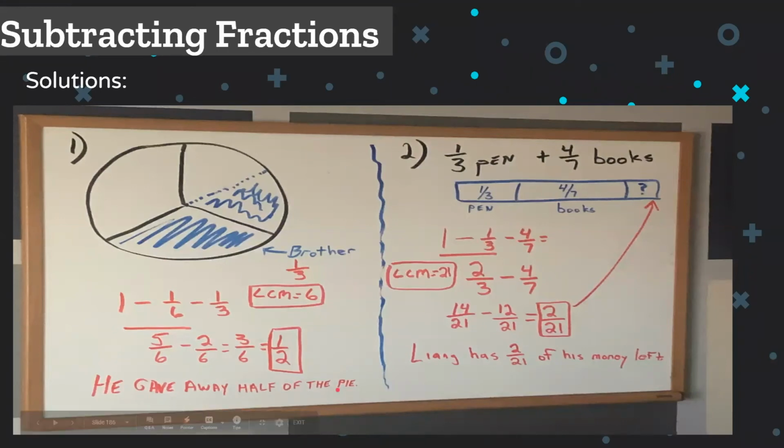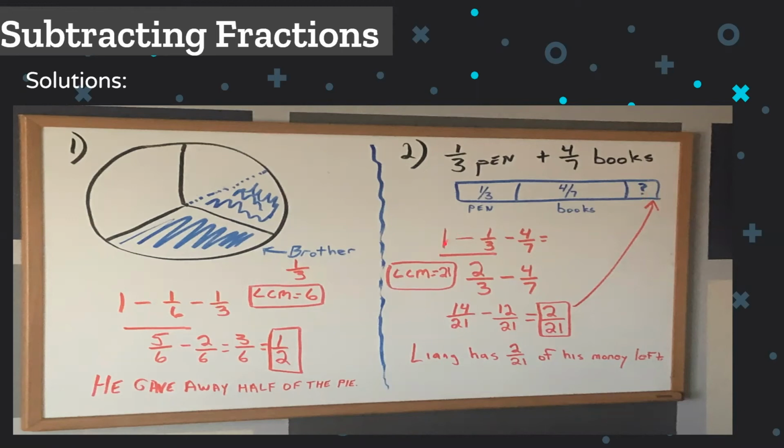All right, let's take a look at our second problem, and that was when Lang went to the bookstore. He spent 1/3 of his money on a pen, or pens, and 4/7 of it on books. So for this one, you might want to draw a tape diagram if you're still not comfortable with just doing our math. So out of the whole, he spent 1/3 on the pen, 4/7 on books, which leaves us the remaining part. They want to know how much money he had left, right? We'd like to find that out.